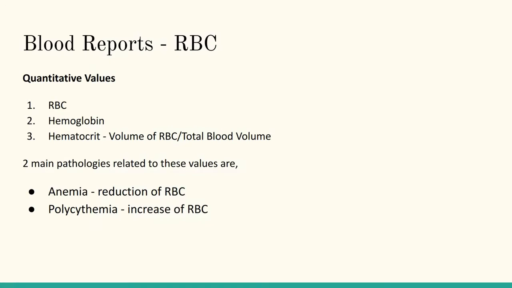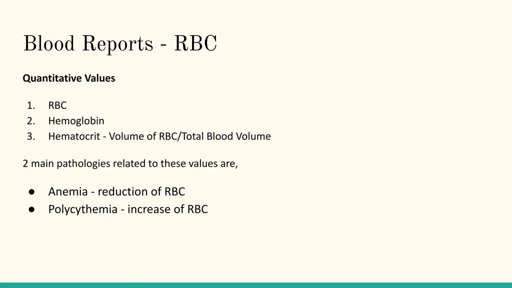So starting off with RBC, there are two types of values that can be obtained from a CBC. The first one would be the quantitative values, and the second one would be the qualitative values. Speaking of the quantitative values, the main three values are RBC, hemoglobin, and the hematocrit. The hematocrit is the volume of RBC over the total volume of blood, and this is obtained as a percentage.